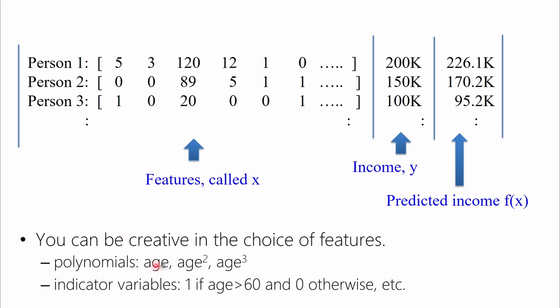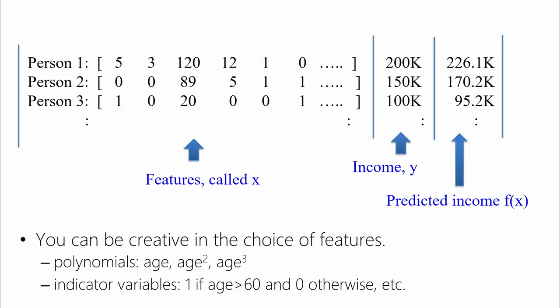You can be creative in the choice of features you're going to use. Like I said, you can use polynomials, you can square the variables, cube the variables, you can multiply them together. You could create indicator variables. Like this variable is 1 if the age of the person is above 60 and 0 otherwise. If you put too many variables in there, the optimization problem gets harder, and you could run into curse of dimensionality issues. But you really should put what you think are all the potentially important factors in there.